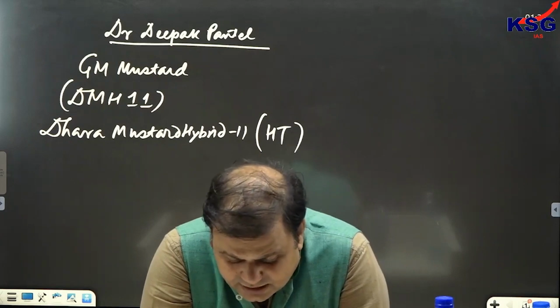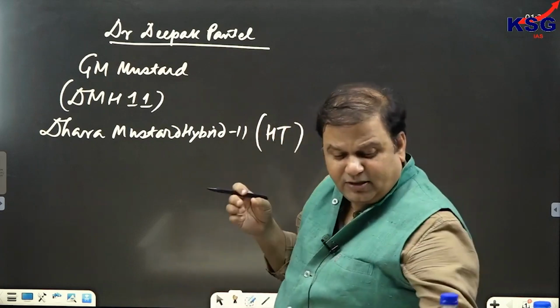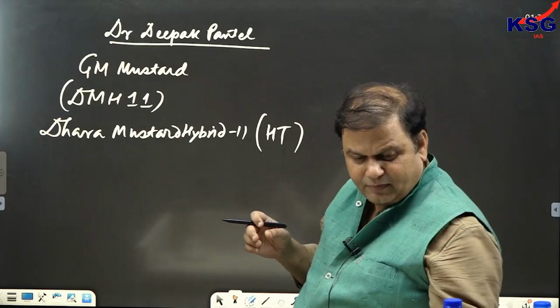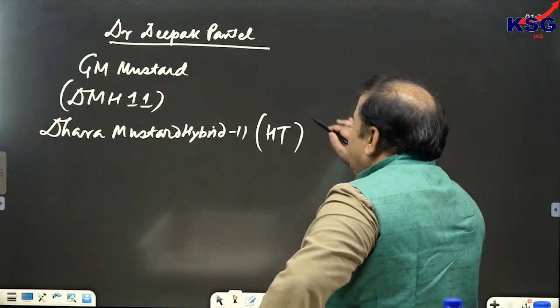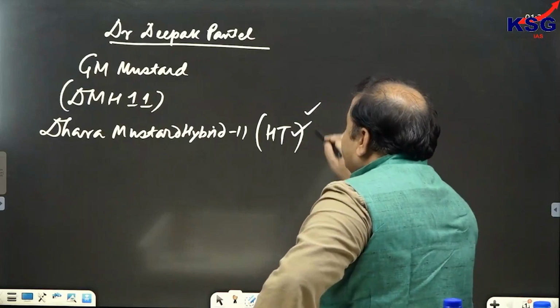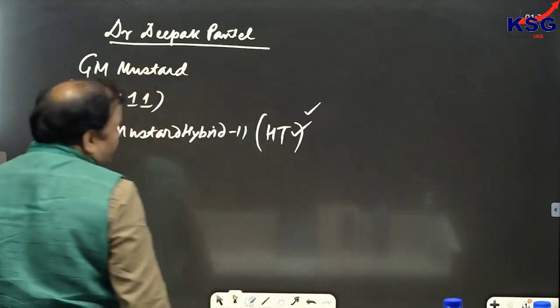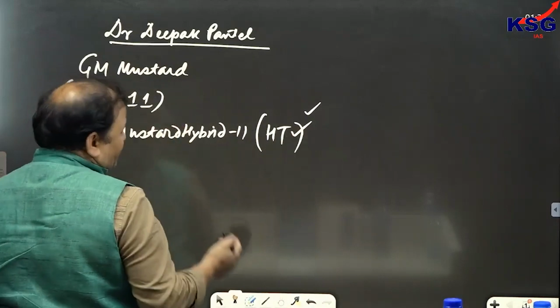Yes, it is approved by GAC, clear. Now, Dhara mustard is an HT variety, that is, a herbicide tolerant variety of mustard. It means that if you spray herbicide, the weeds would get damaged but not the mustard.